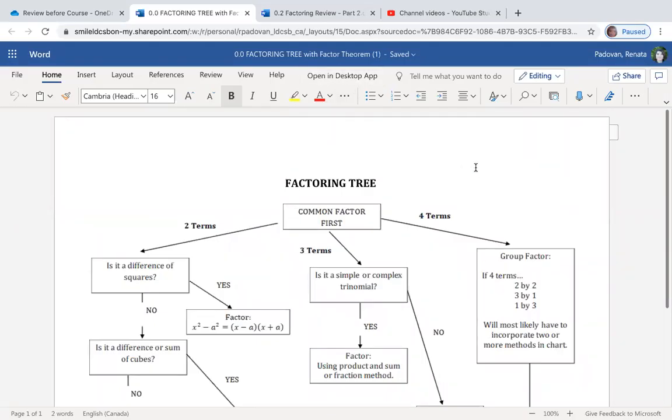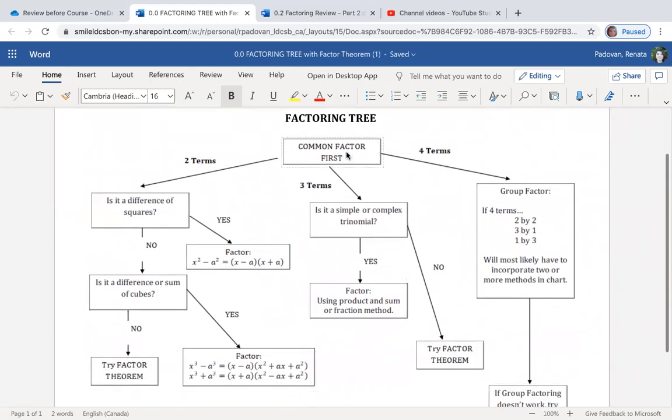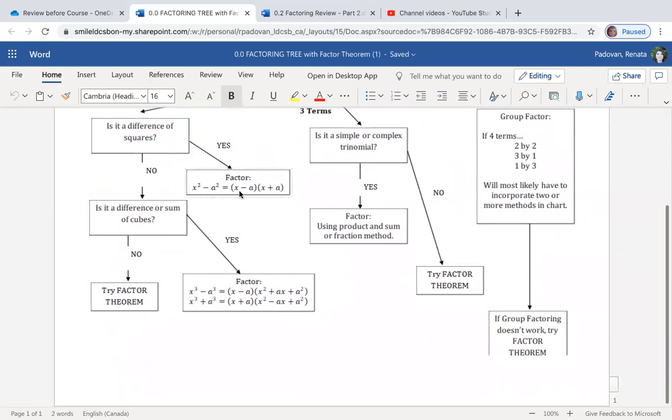So if we look at the factoring tree, and we've gone over the previous lesson, the first thing I do, no matter how many terms, is common factor first. And then if there's two terms, is it a difference of squares? Yes. Then here's the formula for changing it from standard form to factored form. And if it's not a difference of squares, is it a difference or sum of cubes? Yes. Then here's your outline of what to do if it's a difference of cubes or a sum of cubes. And if it's not, then try factor theorem.